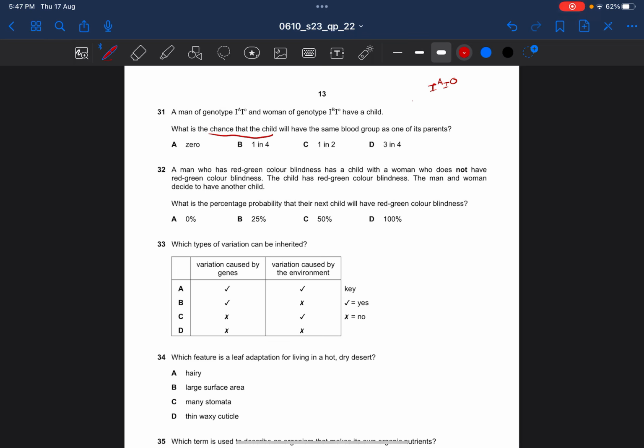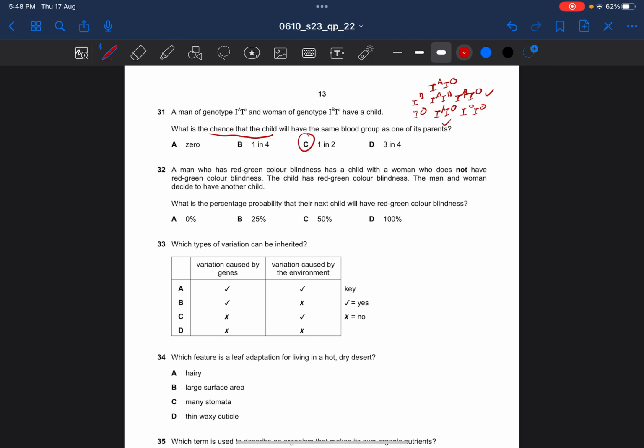So IAIO and IBIO. If you match it, you get IAIB, IOIB, so it's IBIO and IAIO, and this is IOIO. So you must see that the parents have IAIO and IBIO. You can see that there's IAIO and IBIO among the children. So here, therefore, it's C. A 1 in 2 chance it will have the same blood group as their parents.